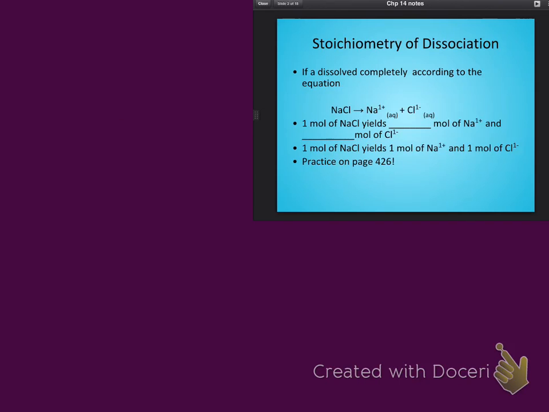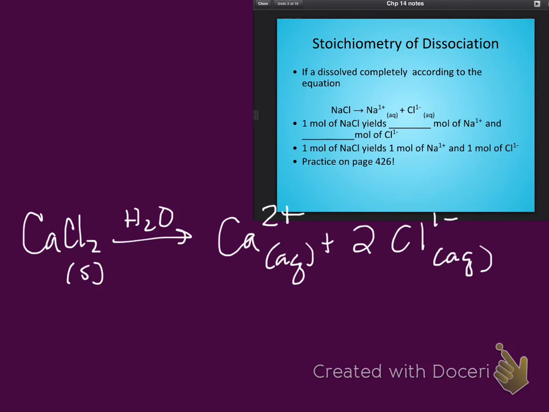I know you've been missing stoichiometry, so here we go with the stoichiometry of dissociation. If you have something that you are dissolving according to one of these ionic equations, you can actually figure out how many moles of your compound is going to yield how many moles of each ion and how many total moles of ions. So let's practice this with our calcium chloride that we just did.